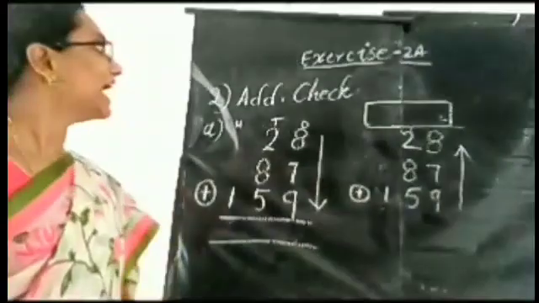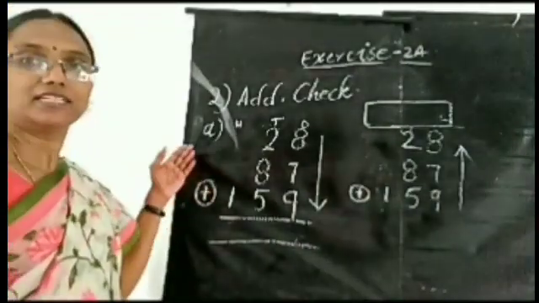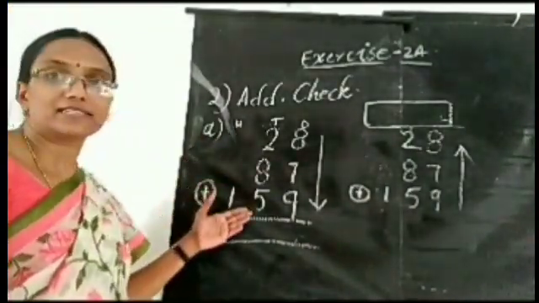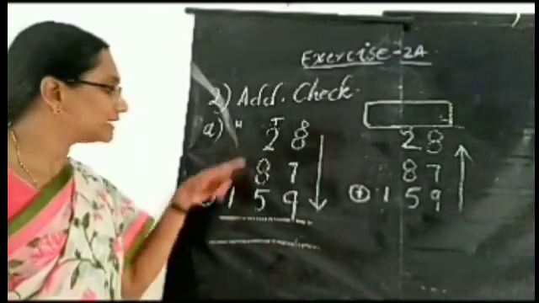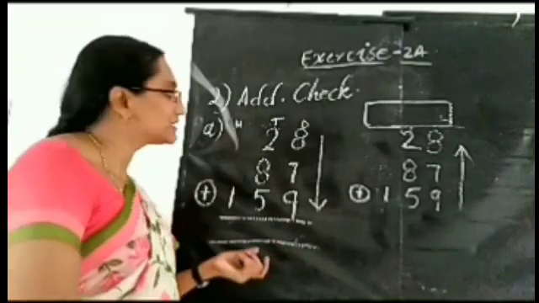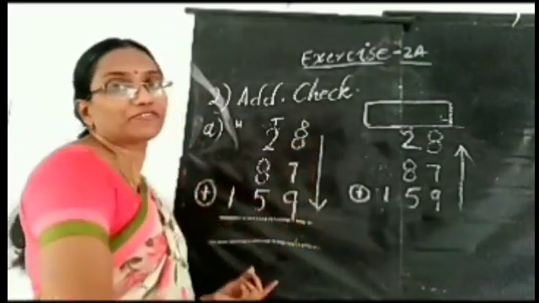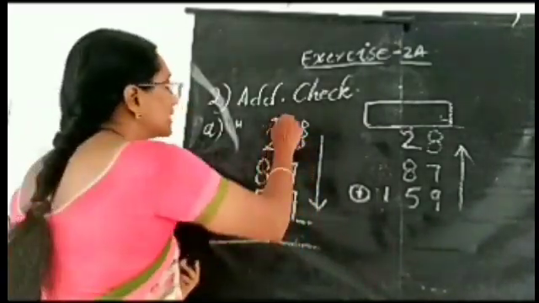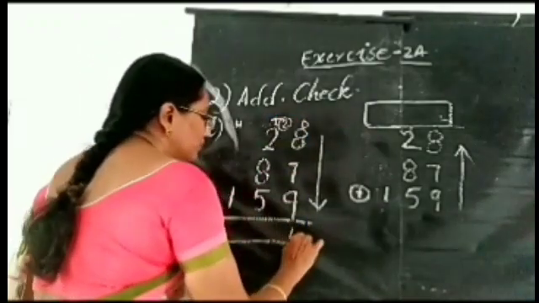See this next one, add and check. Here the first example is given like this. We have to find the sum of these three numbers. Okay, start addition from ones place. 8 plus 7, 15. 15 plus 9, 24. Write 2 here and 4 here.